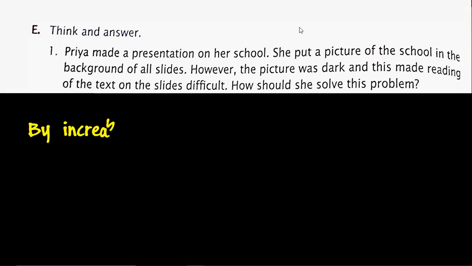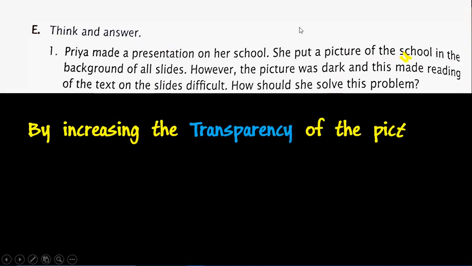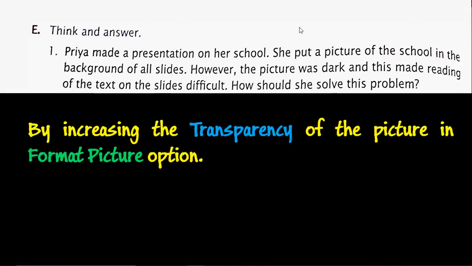So here the answer will be, by increasing the transparency of the picture in format picture option, we can change the picture's darkness. Either we can make it lighter or we can make it darker. So let's see this on the MS PowerPoint application, that how we can do this.